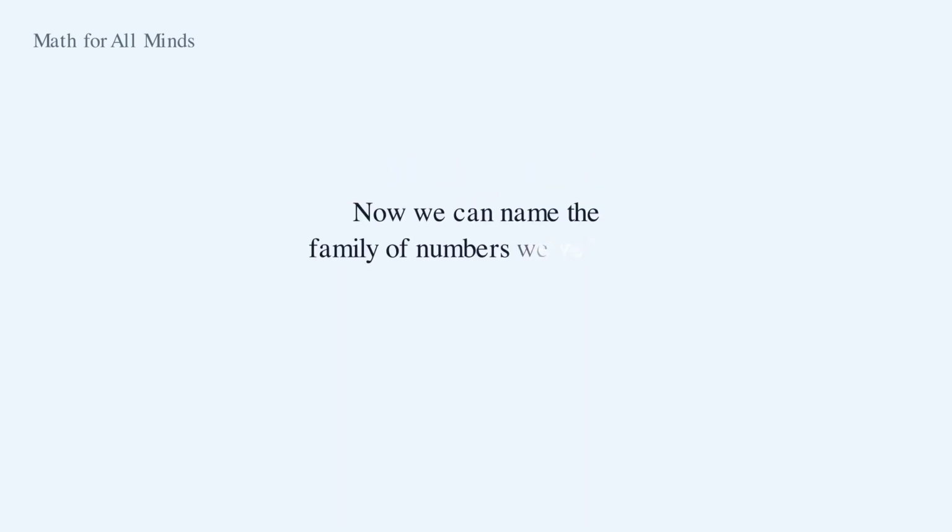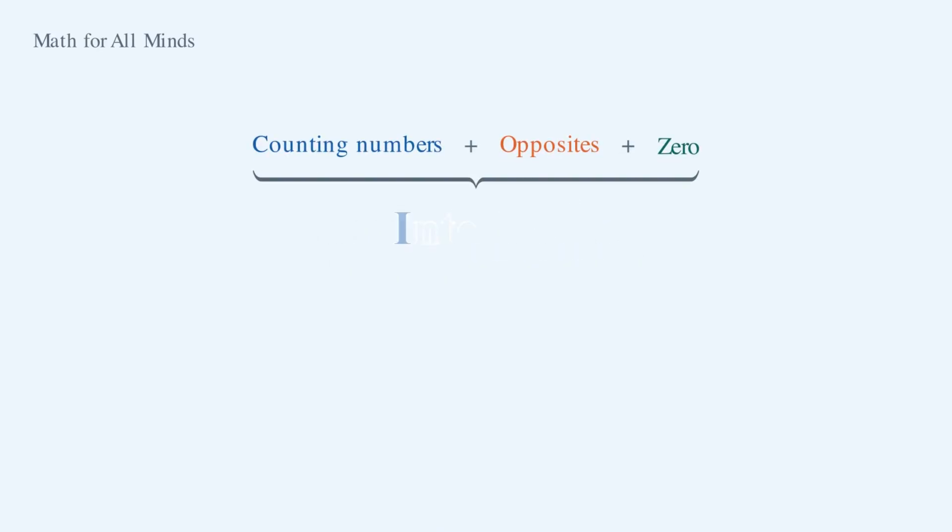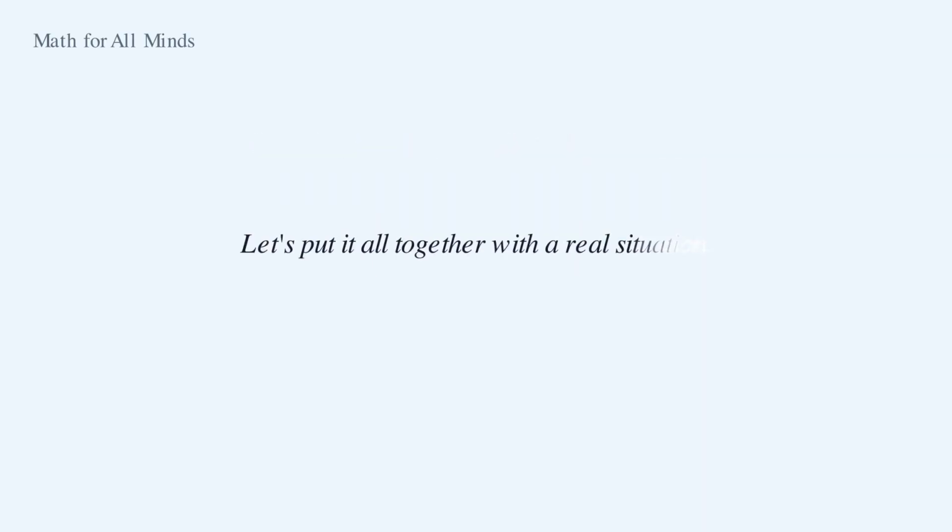Now we can name the family of numbers we've built. The counting numbers, their opposites, and zero, all together, are called the integers. Let's put it all together with a real situation.